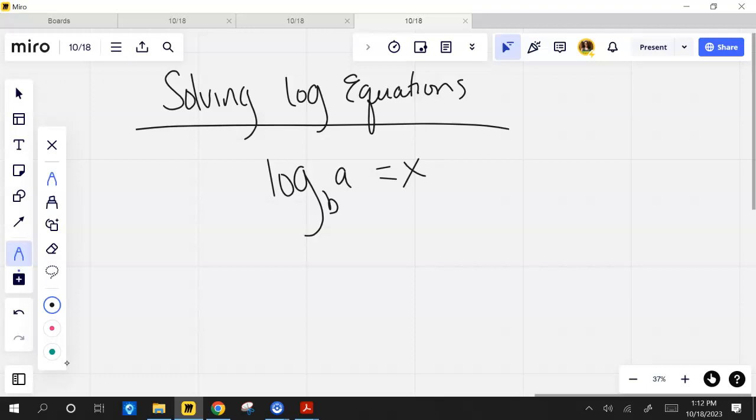When you get just one log in the equation, what we can do is change the form over to an exponential form, an exponential equation. That way we can solve it. In other words, this becomes b to the what? And so depending on what it looks like, that may benefit me. Let me show you an example.